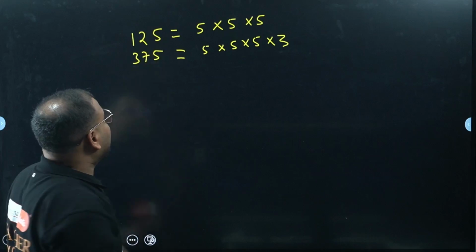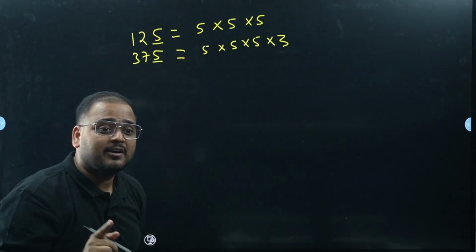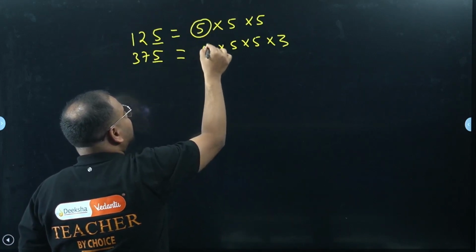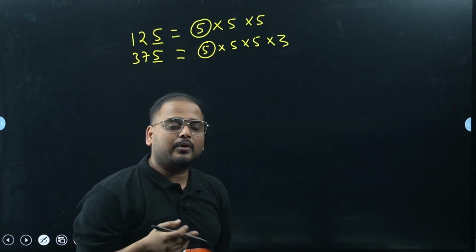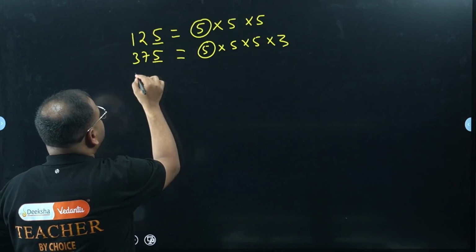So both the numbers are ending with 5. It means their unit digit is 5. For that to happen, 5 must be present in the number. It's obvious, right? Next, for the number to end with 0, let's take a number.